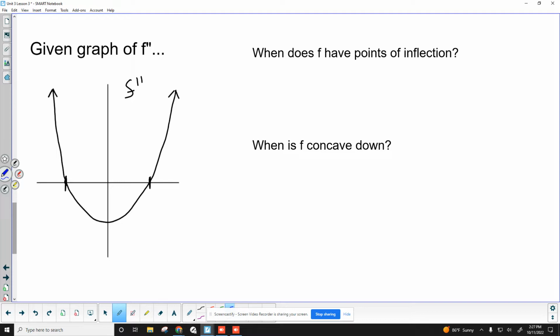Please answer this question. Again, same deal. We'll go back to concave down. When is F concave down? When does F have points of inflection?